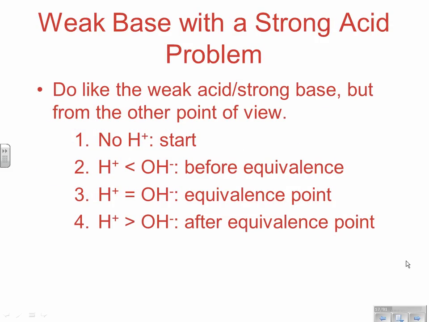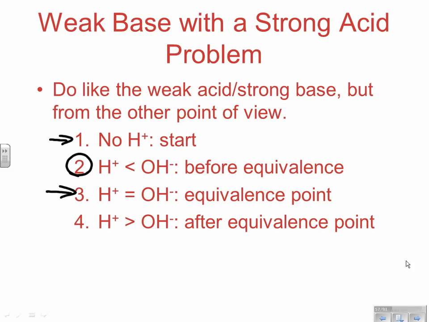Now, if you want to do the math here, it's the exact same thing. Remember, at the beginning, you're going to have no H plus, so it's going to all be OH minus. Find pOH, subtract from 14 to get pH. And know where this is. If you've added less acid than that volume at the equivalence point, you're in region 2. And now you're doing basically the opposite of what we did before. We did Henderson-Hasselbalch, the acid form, now we're going to use the base form of Henderson-Hasselbalch.